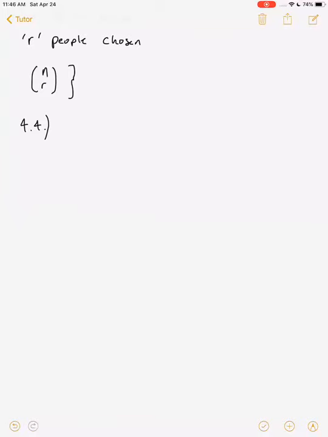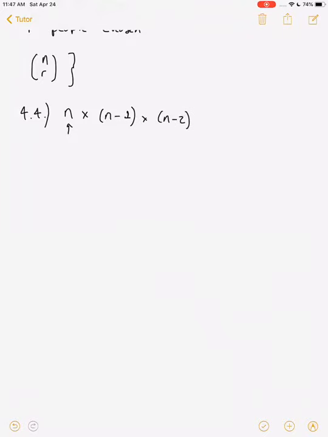Usually, if there are N people total, then for the first option, we can choose from an N number of people. So we have N total options. And then for the next one, we always have one less, because we've already chosen one here. So we're just going to do N minus one. And then for the next one, we have another one less from the previous one. So now we have N minus two, and we just keep going. We keep multiplying until essentially we've subtracted R.